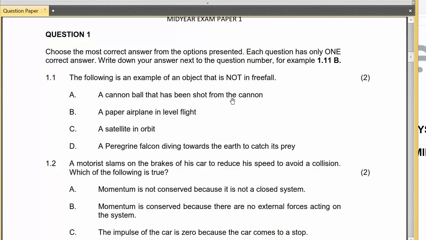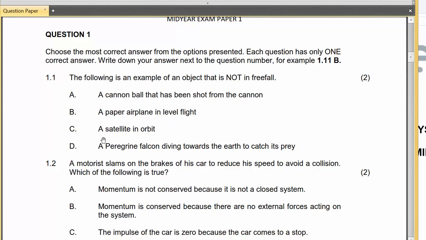With something like a cannonball shot, you can ignore air resistance because of the size and the mass of the object, so it's definitely in free fall. A paper aeroplane in level flight is not just falling to the ground, which means there's something keeping it from falling. It is falling but slowly gliding, which means there's a force underneath the wings. So this is definitely the object not in free fall.